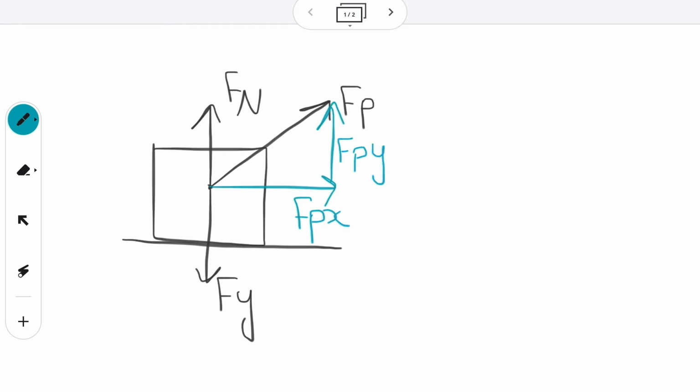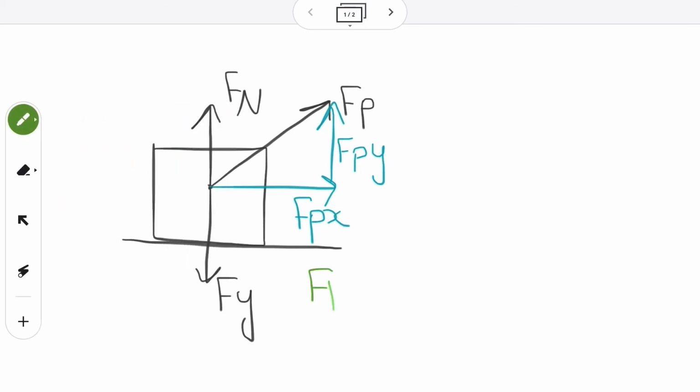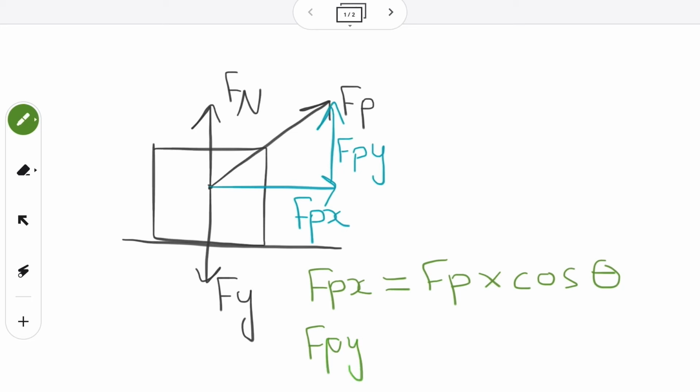And now to find the Fpx, the equation is Fpx equals Fp times cosine theta. And the Fpy is the same, but instead of cosine, we're going to put the sine. So it's going to be Fpy equals Fp times sine theta.